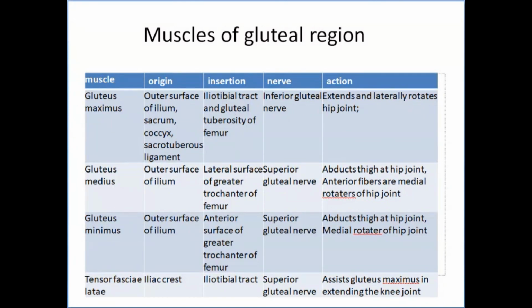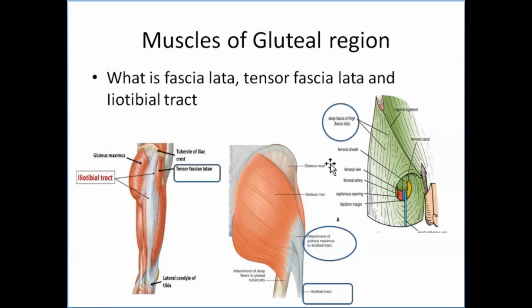So let us find out what the iliotibial tract is. Now you can see this is the thigh region. This is the inguinal ligament, and here we have the deep fascia of the thigh, which is very thick, and it is called fascia lata. So if I ask you what is fascia lata, you should know that this is the deep fascia of the thigh and it is very thick.